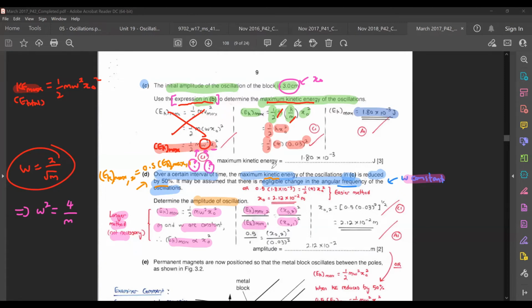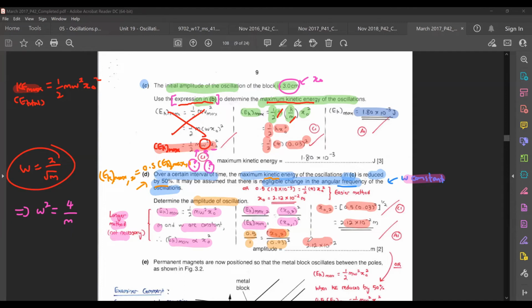That's why here I can say the ratio is just 0.5 to 1. Then after that, your amplitude values, the initial amplitude was 0.03 meter. The one that you want to find is the new amplitude, which is this one. So you solve everything, you're going to get the answer as 2.12 times 10 power minus 2 meter. This is the new amplitude.